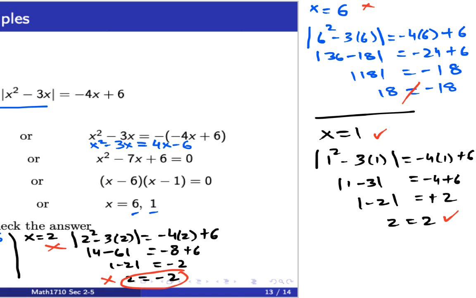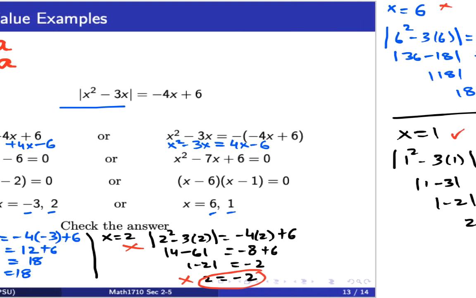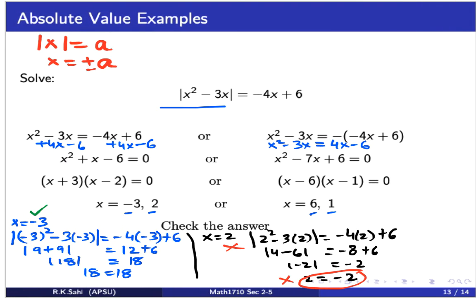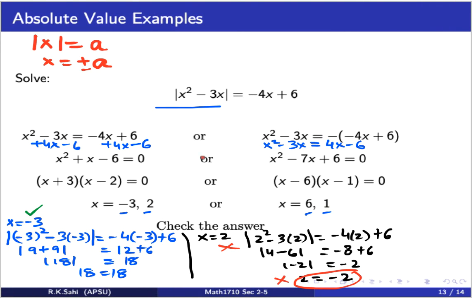So what do we notice, guys? That out of these 4 possible scenarios for x, we only have minus 3 as a right one and 1 as a right solution. 2 and 6 are not the solutions to this problem. So the solutions are x equals minus 3 and 1.